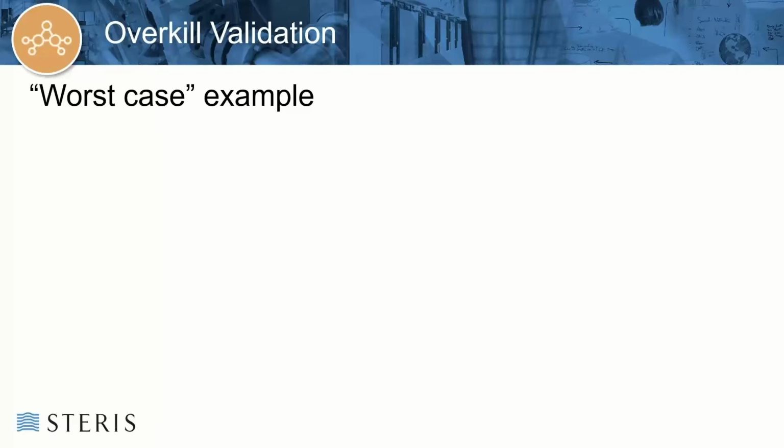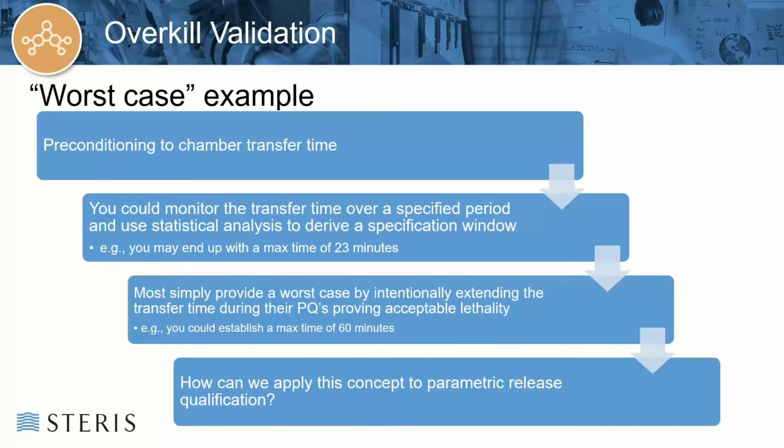So looking at a worst case example. Normally just presenting a concept over here. When you do your transfer time from your preconditioning to your chamber, you could do it by means of just monitoring the transfers throughout your validation and setting the max time that was achieved. Most organizations and manufacturers and the guidance of ISO 11135 suggest having a transfer time of above 60 minutes. And in this case, you're already presenting a worst case scenario.